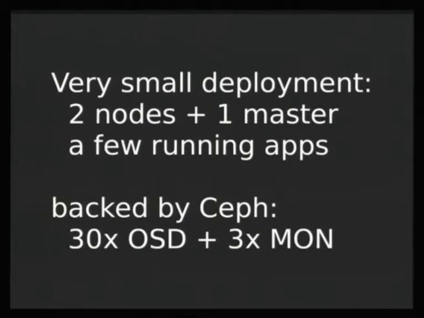Our deployment is very smart. We have just two Kubernetes nodes and one master, and a few running apps, I think it's two or three apps currently. But the deployment is backed by Ceph storage. And this Ceph storage is running on 7 servers, which means that we need 10 servers to run our small deployment of Kubernetes.